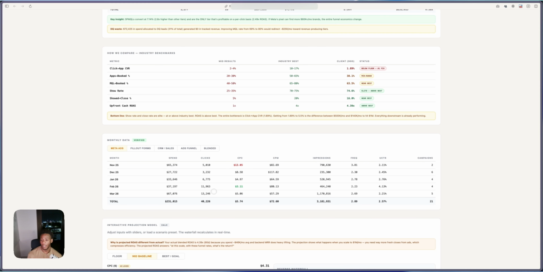spend, clicks, CPM, frequency, click-through rates, etc. But again, those are actually leading indicators. People tell you those are vanity metrics, but they're actually leading indicators. And I'm going to show you something in a second that will show you why.